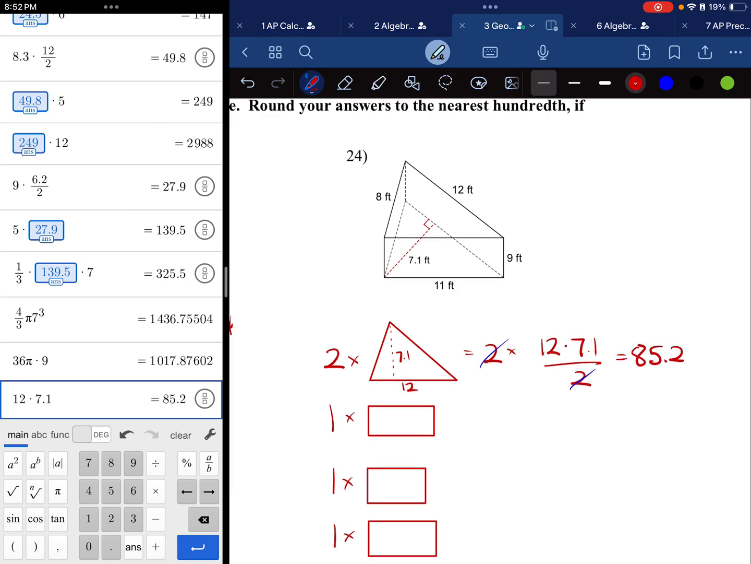So this is going to be equal to 85.2. All right, the first rectangle that I'm seeing, I'm just randomly saying that is the first rectangle. That's an 11 by 9. So I'm going to say this one is going to be 11 by 9, which is 99. So let's add that to the list, 99.